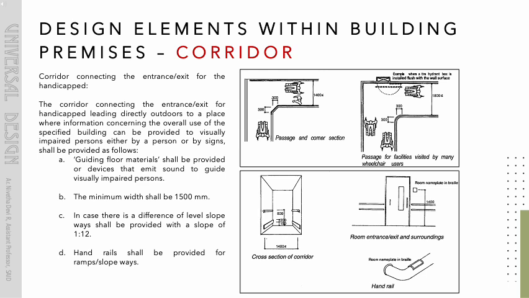Corridor. Corridor connecting the entrance/exit for the handicapped. The corridor connecting the entrance/exit for handicapped leading directly outdoors to a place where information concerning the overall use of the specified building can be provided to visually impaired persons either by a person or by signs, shall be provided as follows. Guiding floor materials shall be provided or devices that emit sound to guide visually impaired persons. The minimum width shall be 1500 mm. In case there is a difference of level, slopeways shall be provided with a slope of 1:12. Handrails shall be provided for ramps/slopeways.